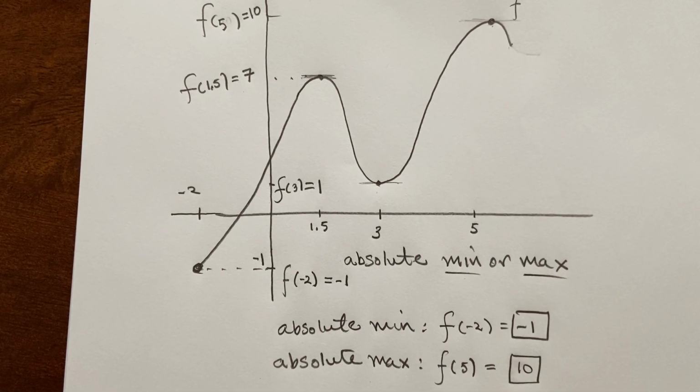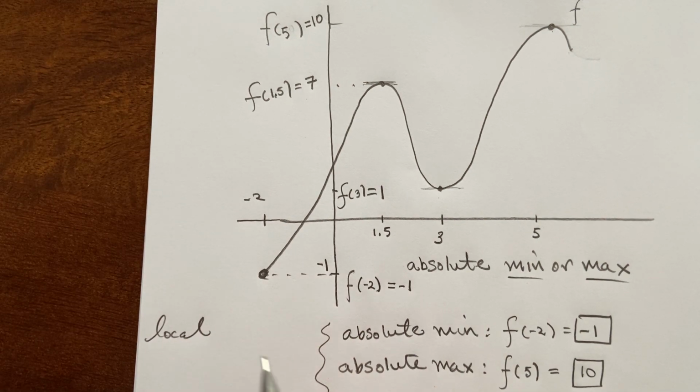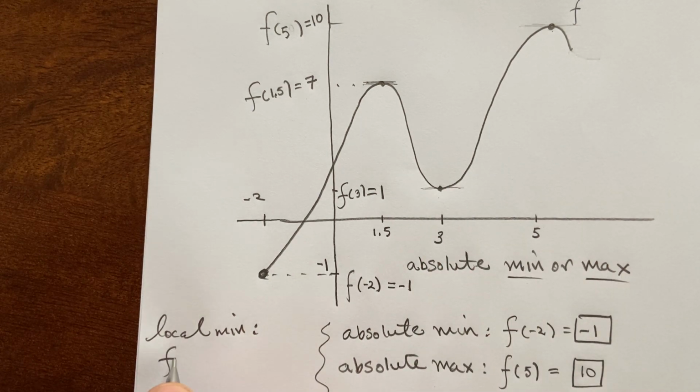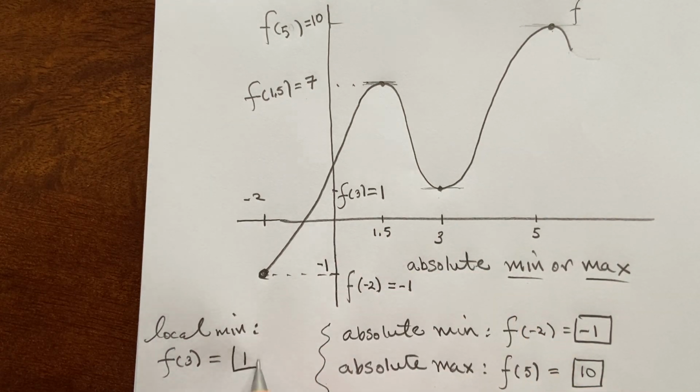So maybe I'll just slide this over here. Hopefully you could see this over here. So for local min, I would have this only one right here. So I'd have f of 3, but then the min itself would be 1, the output value.